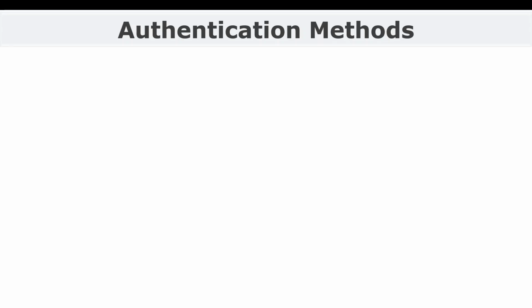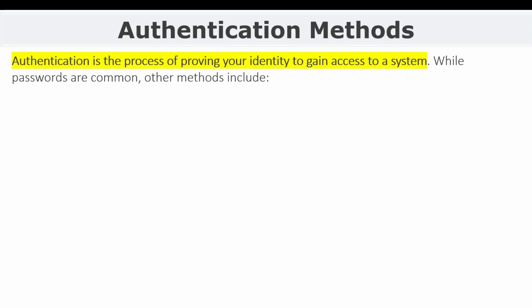Next, we look at authentication methods. So, authentication is just a process of proving your identity in order to gain access to a system. And often we use passwords. If you have your computer, for example, or your phone, and you want to have access, often we put in some pins or passwords in order to have access.